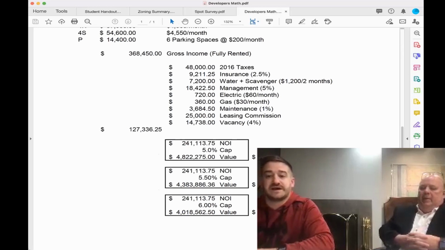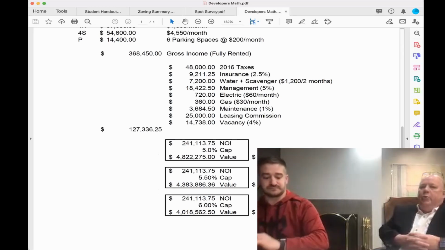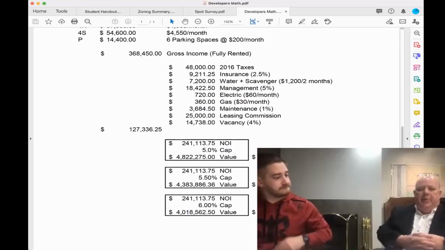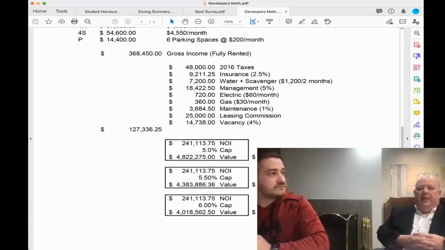And developers are usually looking for somewhere between 22 and 32% return on their total investment. A lot of people make the error when they do the cap rates of not putting in the land acquisition. That'll get you in trouble.